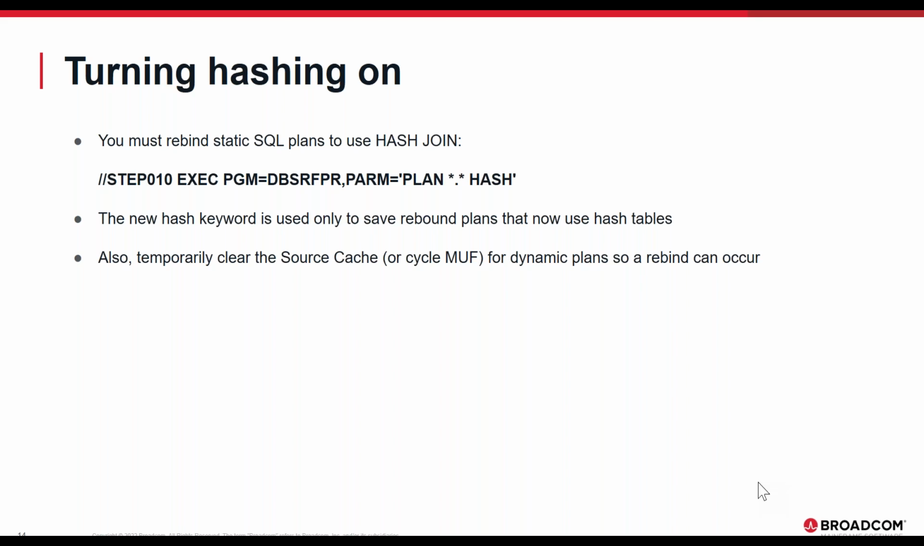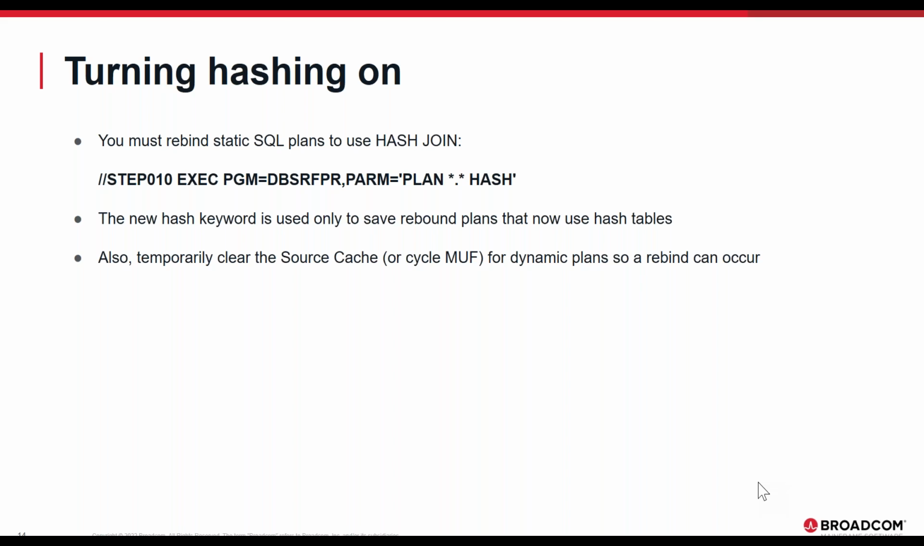Yeah, this is how you turn it on for batch queries with the SRF SQL rebind facility. You would normally use the parm to select whatever plans you want. Plan, asterisk dot asterisk would find all the plans. And then we've added this new keyword hash. Why? Because we didn't want to rebind all of your plans and find the ones, of course, that could use hashing. But what about the ones that couldn't use hashing?